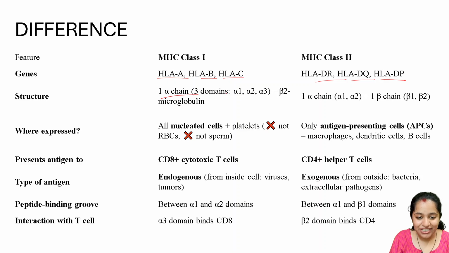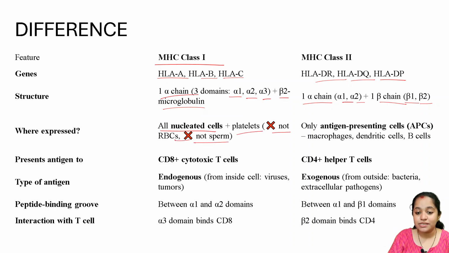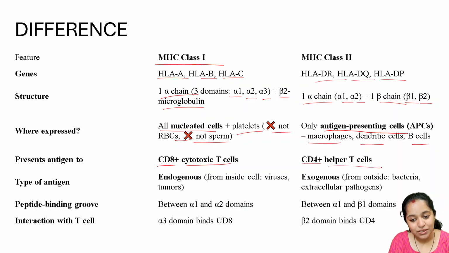Structure: it has one alpha chain, three domains, alpha 1, 2 and 3 plus beta 2 microglobulin. MHC2 has one alpha chain, alpha 1, alpha 2 and one beta chain, beta 1 and beta 2. Where it is expressed: MHC class 1 is expressed in all nucleated cells plus platelets. It is not expressed in RBCs and sperms. Whereas MHC class 2 is expressed only in antigen presenting cells like your macrophages, monocytes, B cells and dendritic cells. Must be doctor. MHC class 1 presents antigen to CD8 cytotoxic T cell. MHC class 2 presents to CD4 helper T cell.